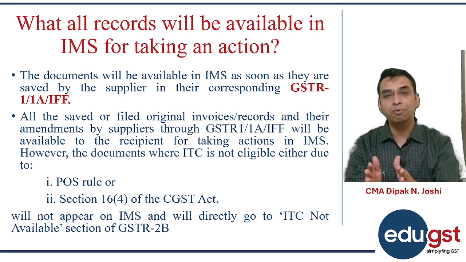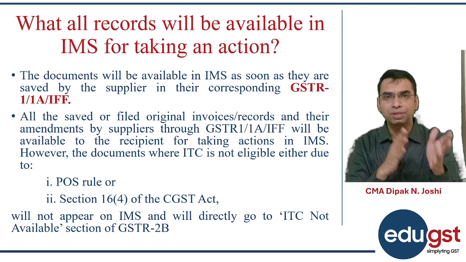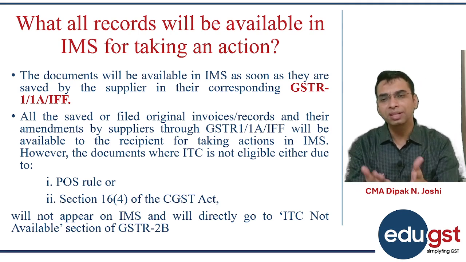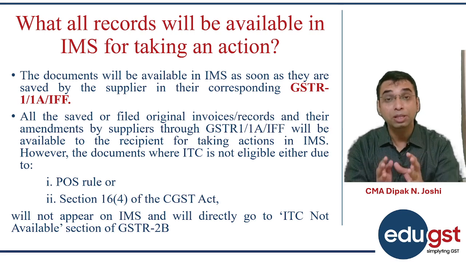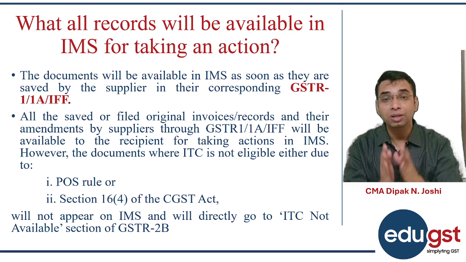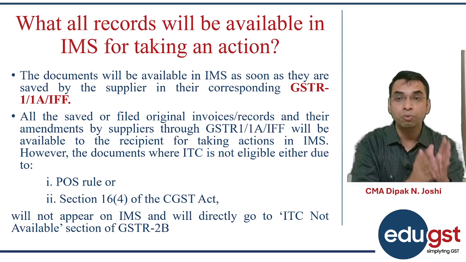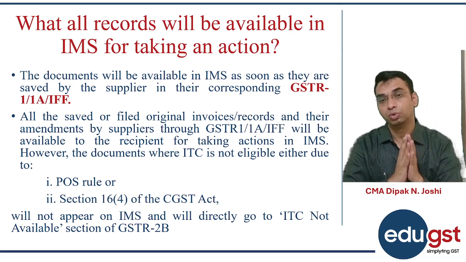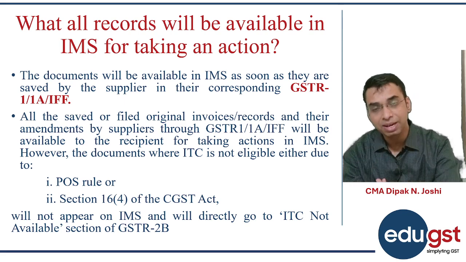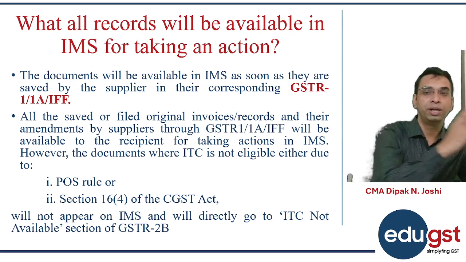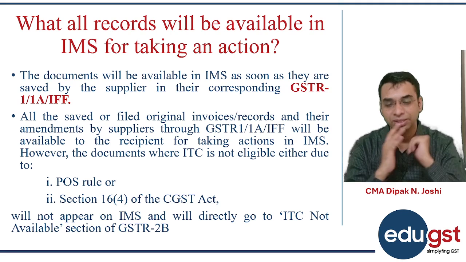GSTR1, or if the supplier is amending his GSTR1, then GSTR1A will be taken, or in case of quarterly filers, the invoice furnishing facility will be the source document for the auto-population of documents in the invoice management system. So this will be the source document. All the documents which are available in GSTR1 will be auto-populated into the IMS facility.